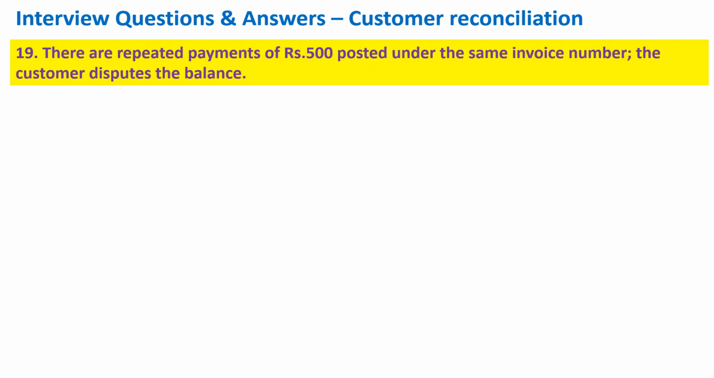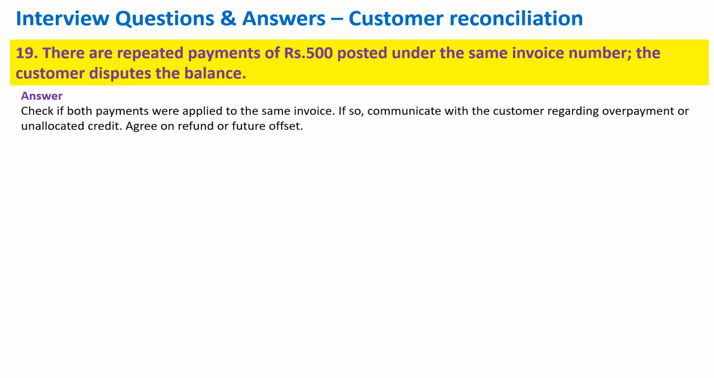Question number 19. There are repeated payments of rupees 500 posted under the same invoice number. The customer disputes the balances. So check if both payments were applied to the same invoice. If so, communicate with the customer regarding overpayment or unallocated credit. Agree on refund and future offset.